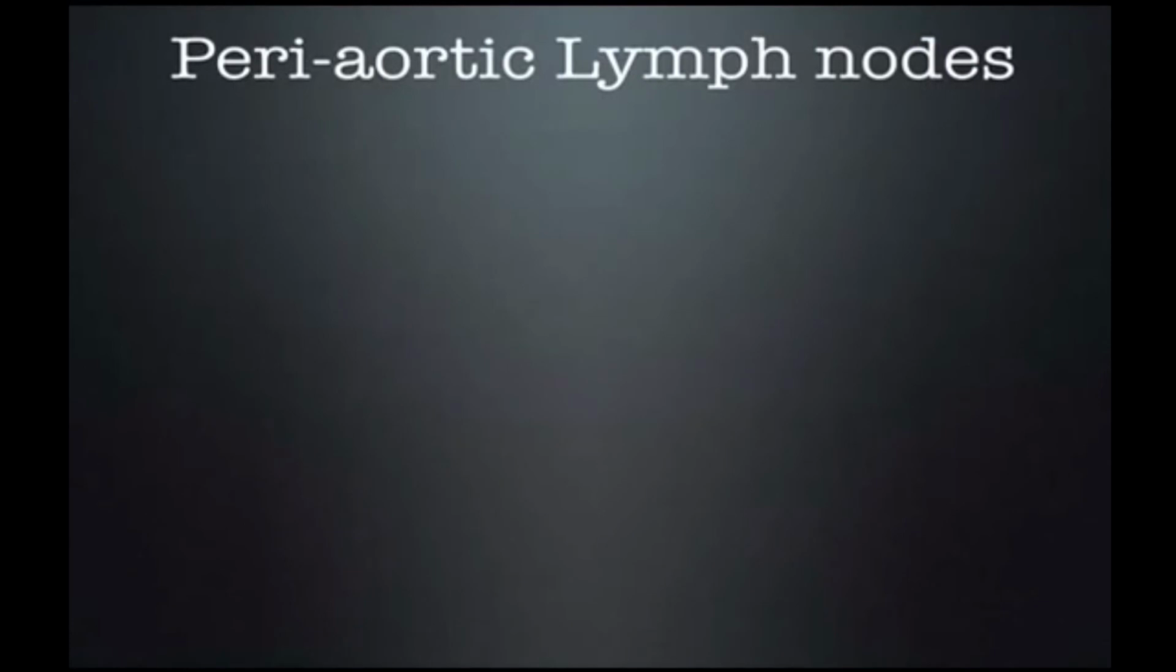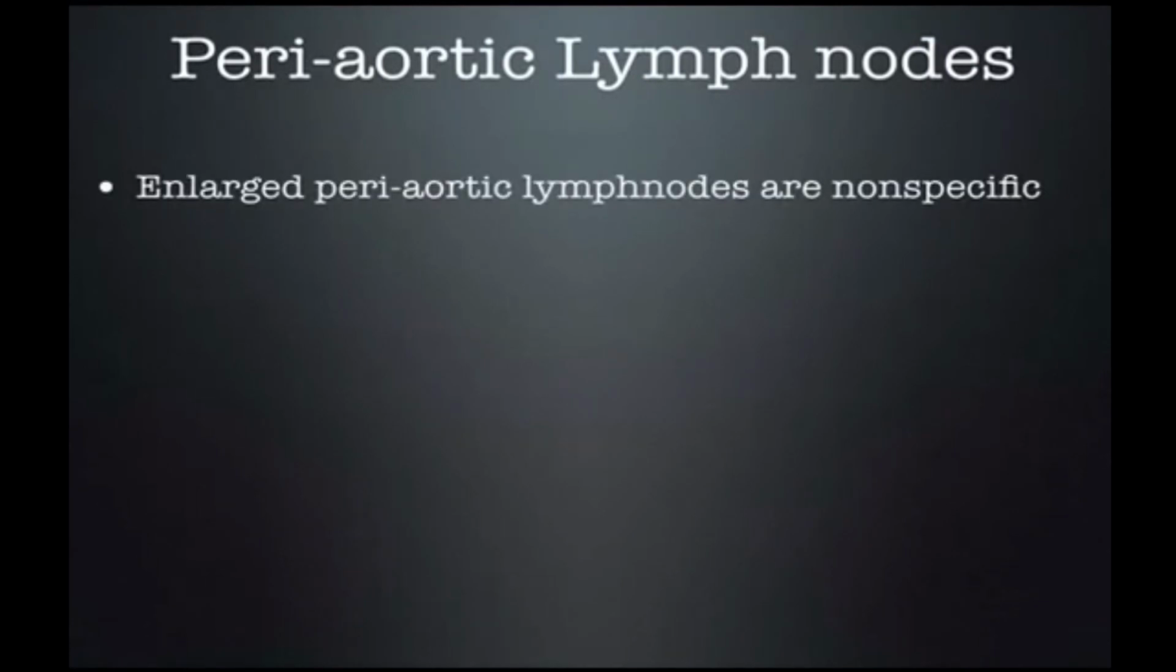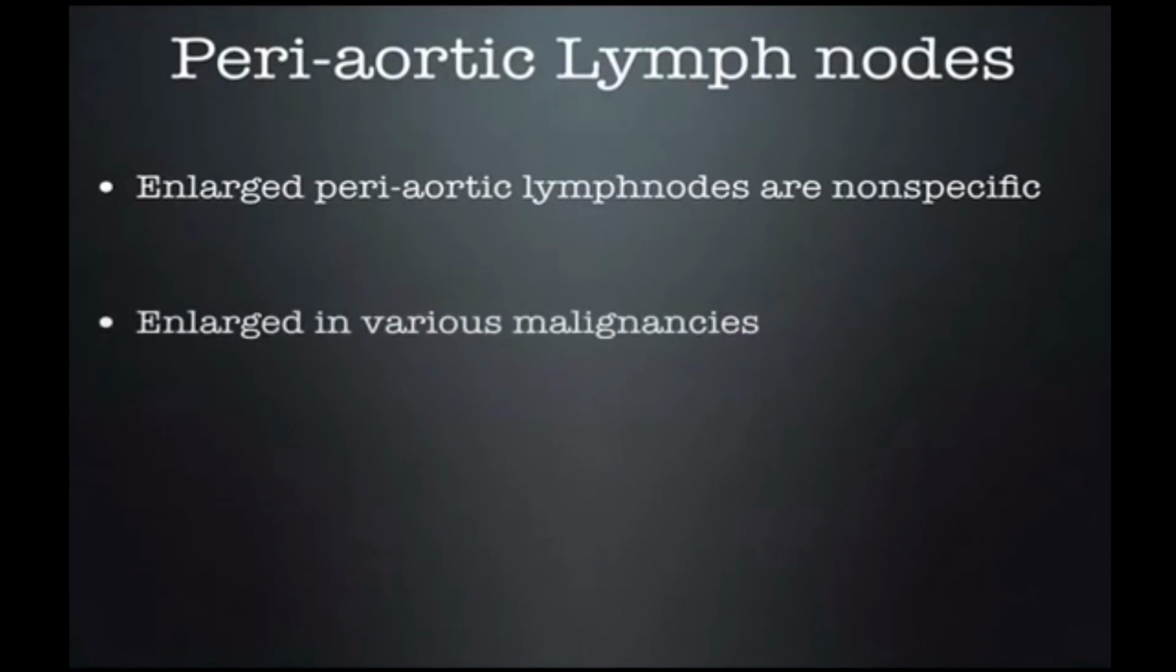Now we're going to change gears and talk a little about peri-aortic lymph nodes. You will see this from time to time, and it's important to know that enlarged peri-aortic lymph nodes are non-specific and have to be considered with the clinical picture of that patient. They can be enlarged again for various reasons. That may be malignancies, and that's different types of malignancies: lymphoma, gastric cancer, pancreatic cancer, and various pelvic cancers, including cervical cancer and ovarian cancer.